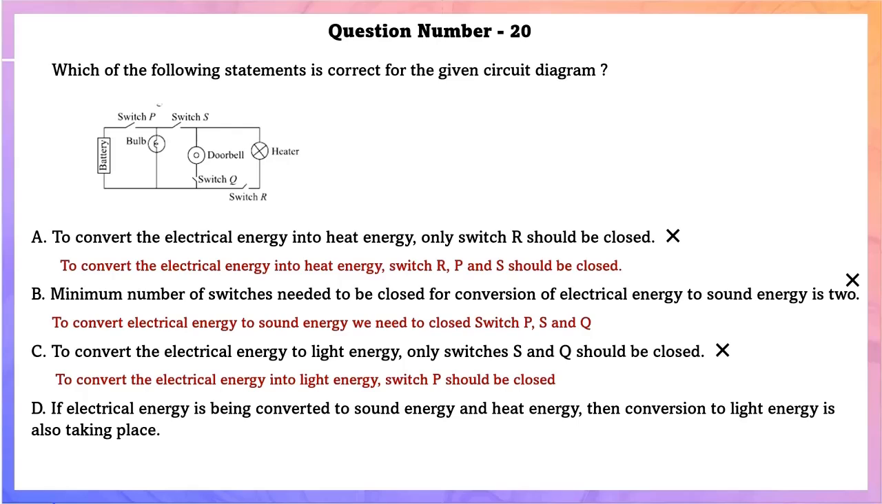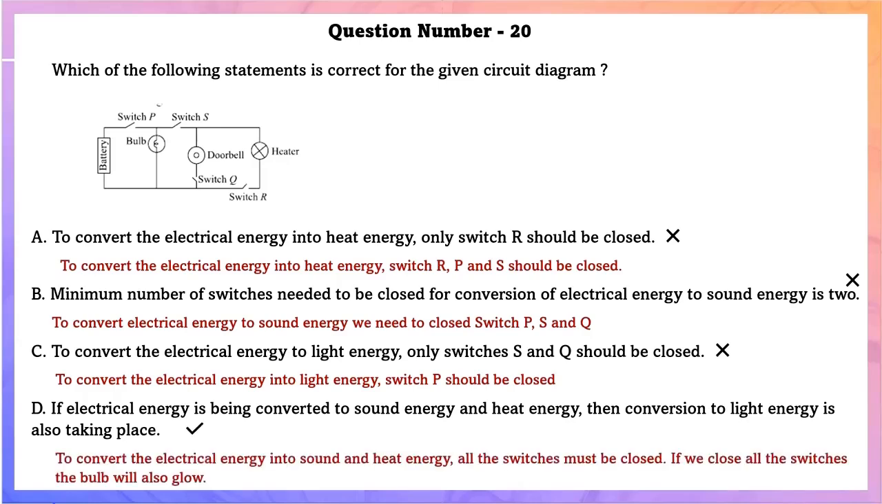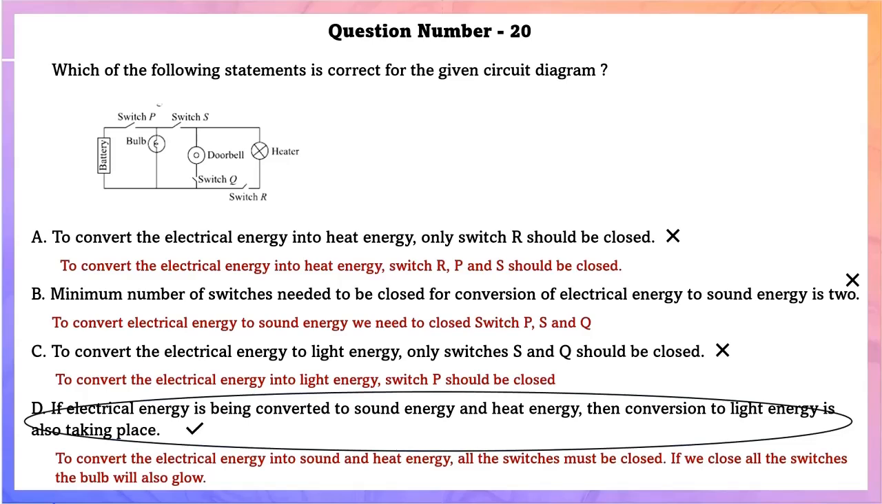D. If electrical energy is being converted to sound energy and heat energy, then conversion to light energy is also taking place. Yes, to convert the electrical energy into sound energy and heat energy, all the switches must be closed. If we close all the switches, the bulb will also glow, therefore converting electrical energy into light energy. So the correct option is option number D.